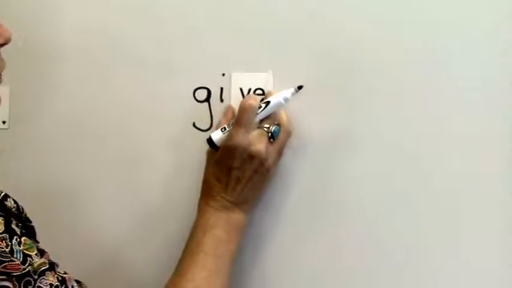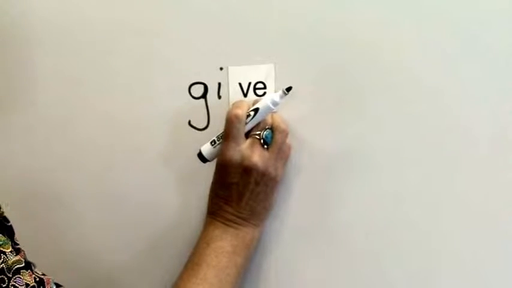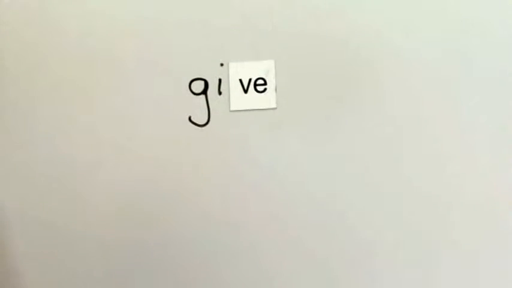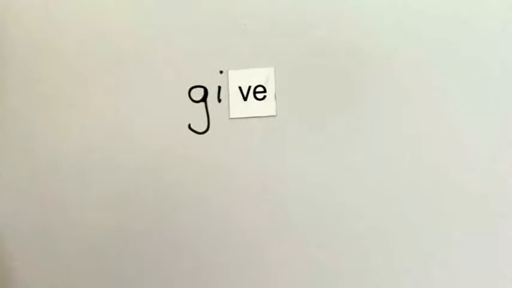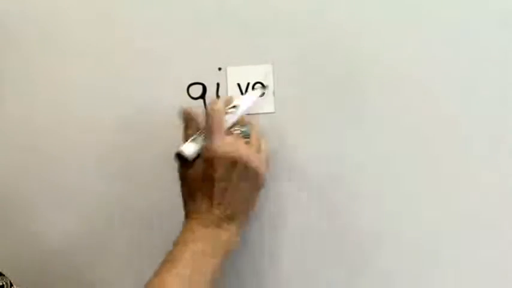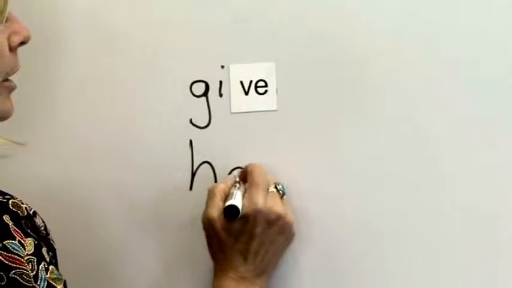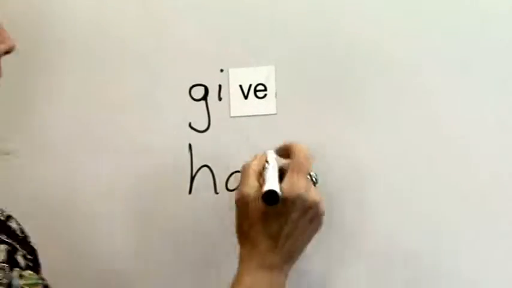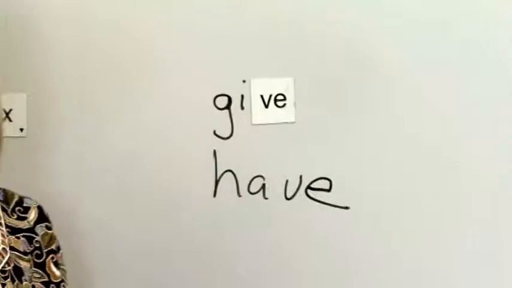Sometimes students get confused because they're used to the E, the silent E, making the I long. But in this case, its job or function is to hold the V up, not to change the vowel. Another example, have, final VE.